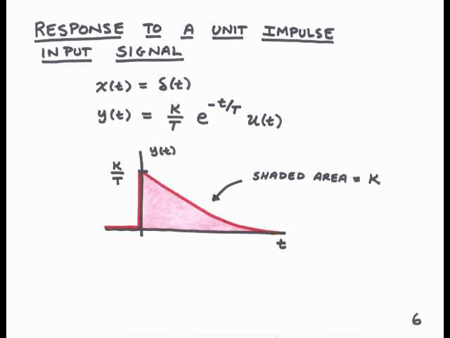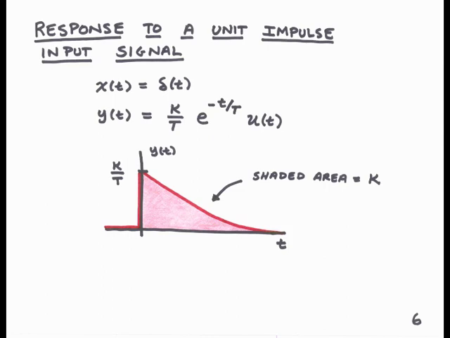And what we'll find is y(t) equals capital K, the DC gain, over capital T, the time constant, times e to the minus t over capital T, u(t). This is the response of a first-order system written in terms of the DC gain and time constant to a unit impulse input signal.